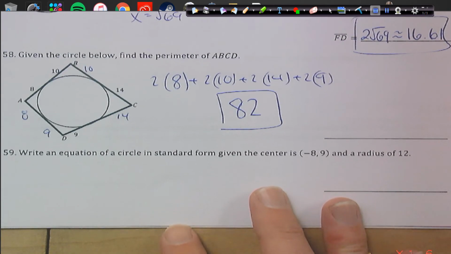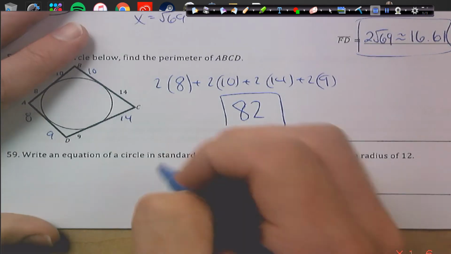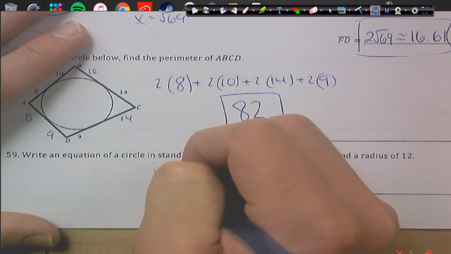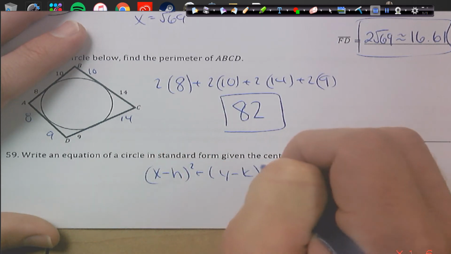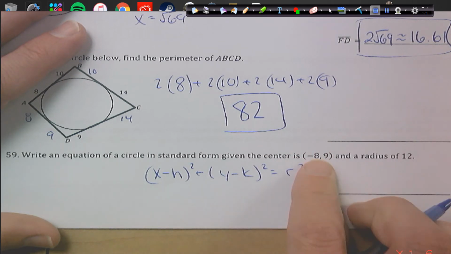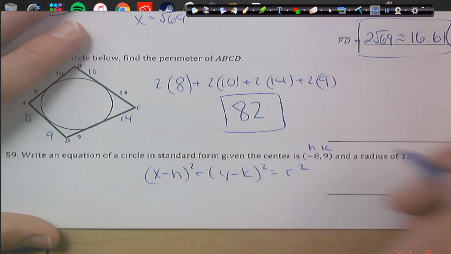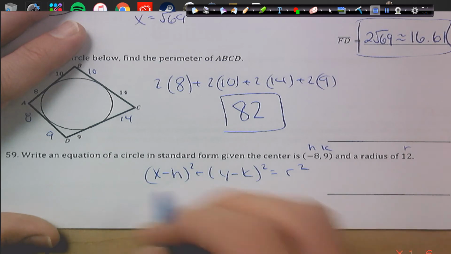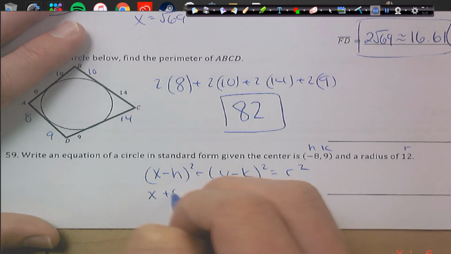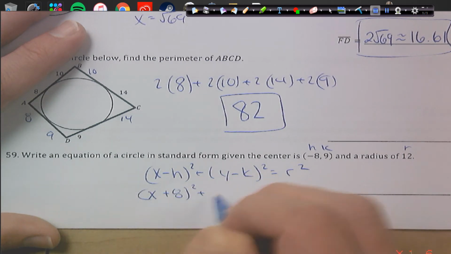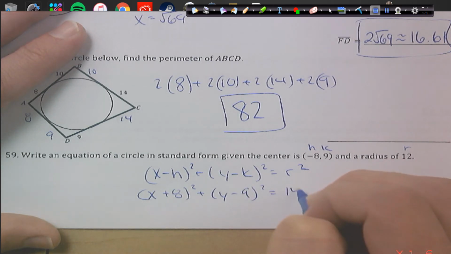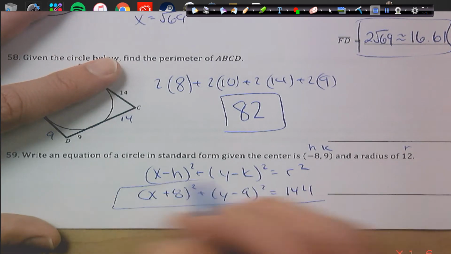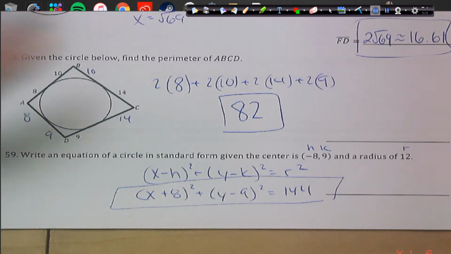59, write the equation in standard form. Well, our equation is going to be x minus h squared plus y minus k squared equals r squared. So we just plug in, this is our h, k, it's obviously our r. So we're going to get x plus 8 squared, y minus 9 squared, and then we're going to get 12 squared, which is 144. Notice our numbers are opposite of what we normally would see.